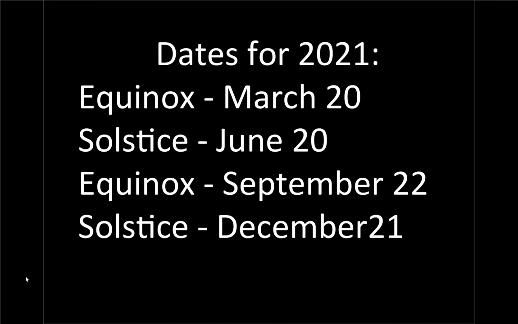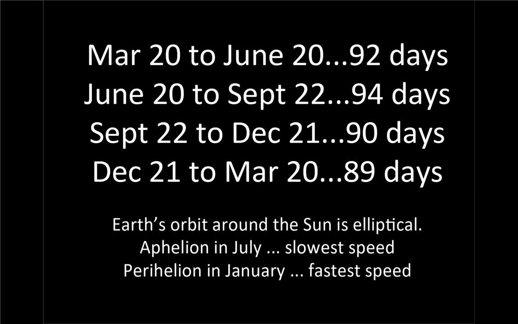So here are the dates of the equinox and solstice occurring in 2021, and I've done a little counting of those dates, and you can see the times here. It is a little interesting to note that there's more time in the June to September interval compared to the December to March interval. I would point out the Earth's orbit is not a circle around the sun, it's elliptical.